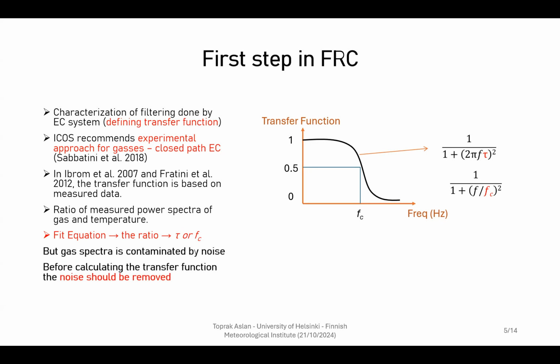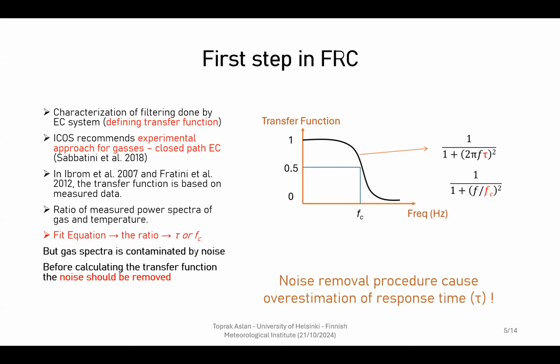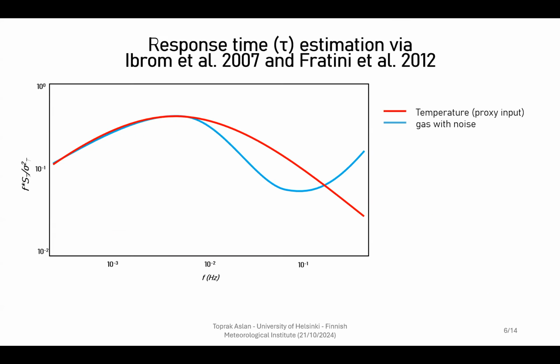But before doing so, there is one more step, the noise removal. This is because the gas spectra is contaminated by noise, and it should be removed. This noise removal procedure causes overestimation of response time, and ultimately it causes overestimation of correction factors and fluxes. Again, this is simply what we investigated in the paper and provided a simple solution.